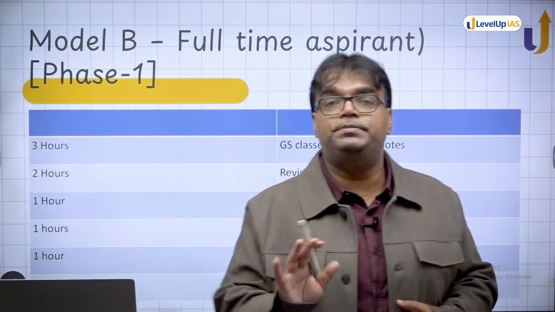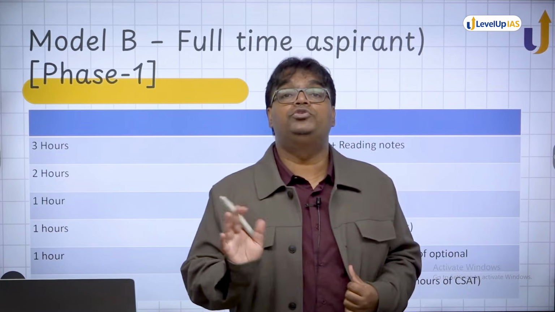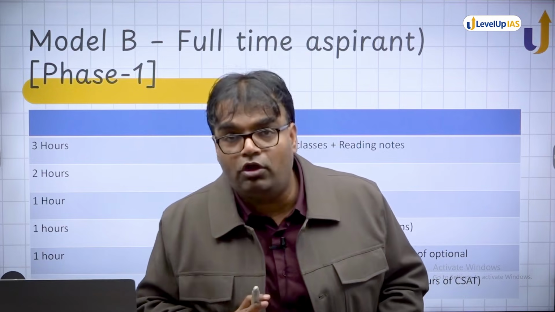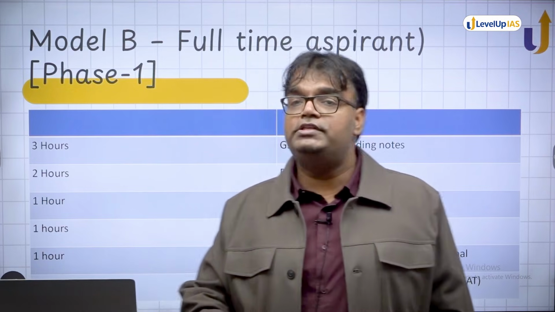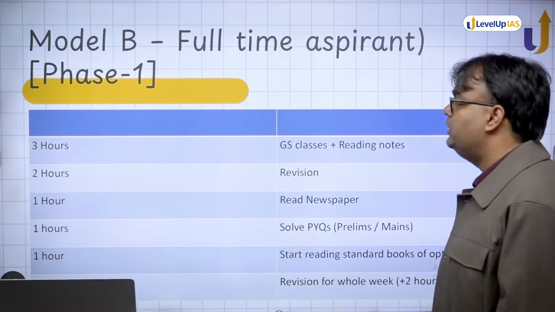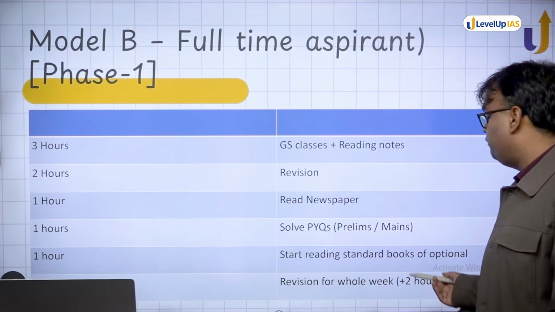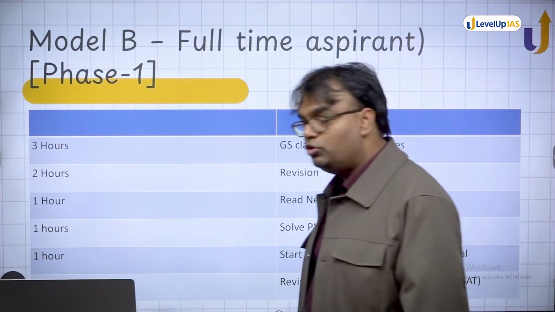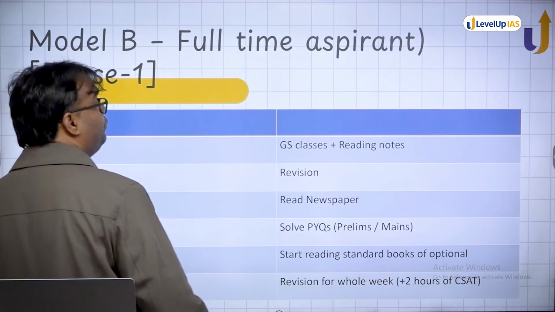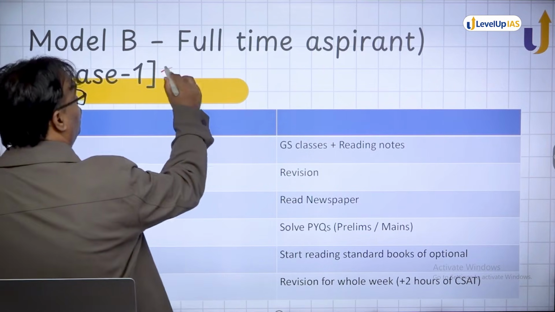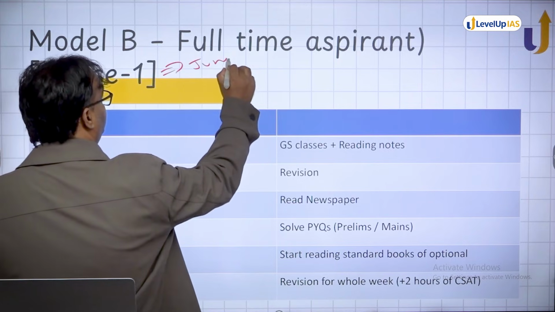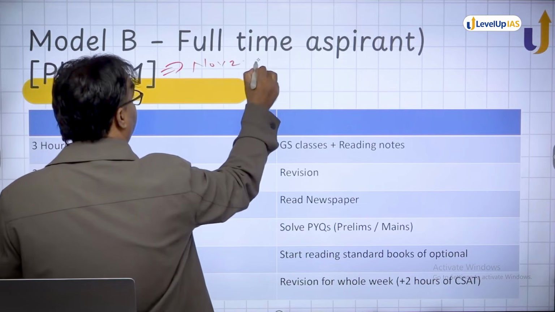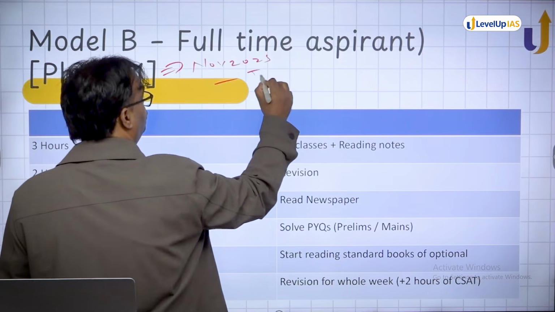Start doing it. Working aspirants or college-going students who do not have full time, who do not have more than 5-6 hours will not be able to do it, and shouldn't do it. But for the rest of you, I'll suggest start reading books related to your optional, and Sunday should be for revision of the whole week and 2 hours of CSAT practice based on the situation. Now here also, this is for phase 1. Phase 1 was from November 2025 to June 2026.